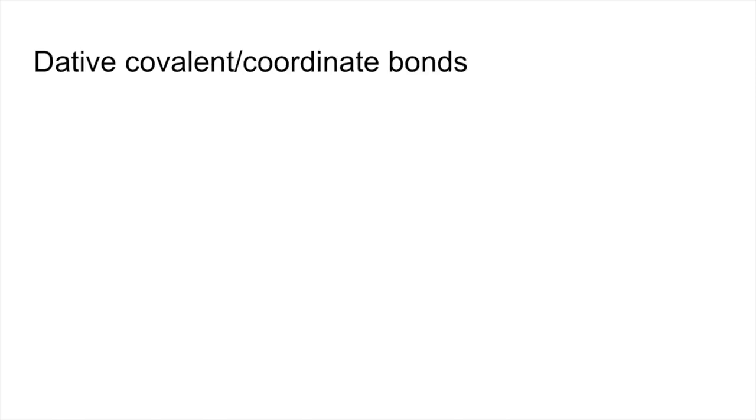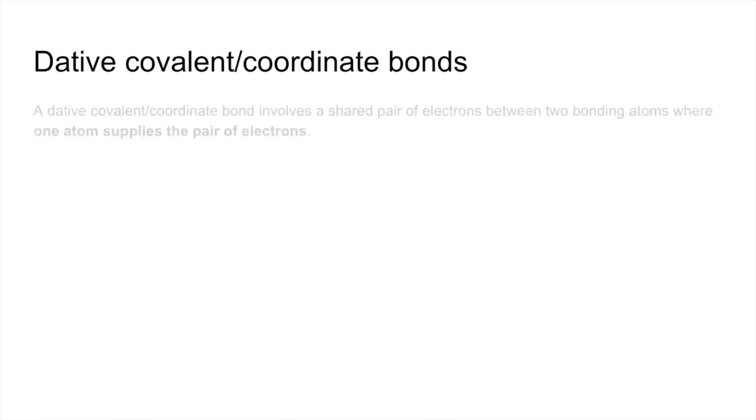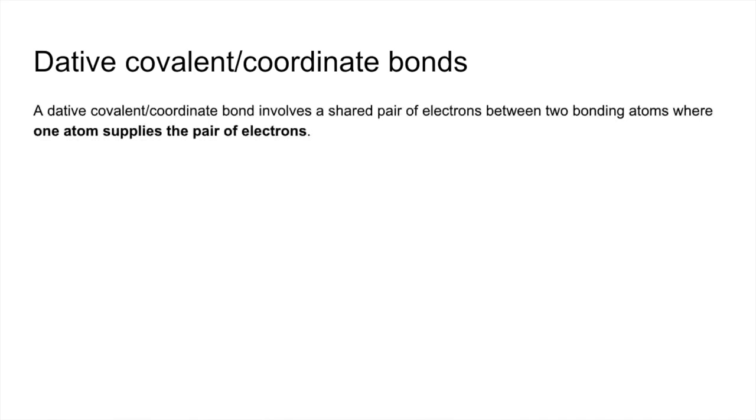So we're finishing with dative covalent or coordinate bonds. Both terms mean the same thing, and what it is, it's still a shared pair of electrons between the atoms, but one atom is supplying the pair of electrons. So far we've seen both of the bonded atoms contributing electrons to the shared pair or the shared multiple pairs, whereas now it's just a single atom that's providing the electrons for the shared pair. Just going to look at one example here.